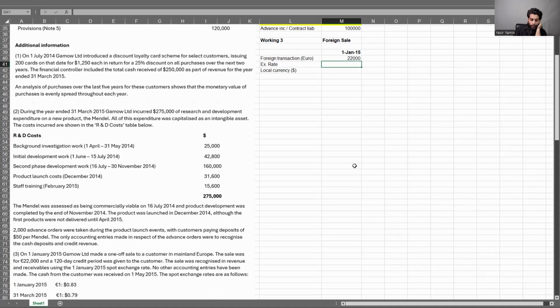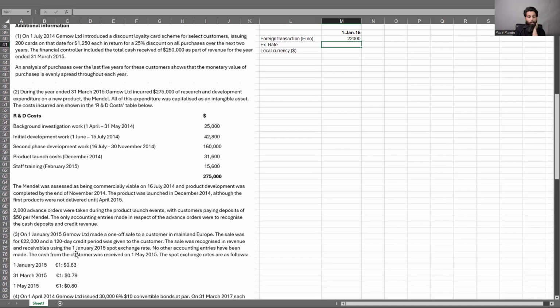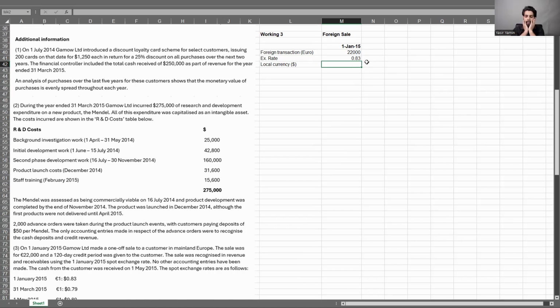Examiner is saying that this transaction was converted into dollars based on the exchange rate prevailing on 1st January 2015, and that exchange rate was 1 euro equals 0.83. So the exchange rate is 0.83. Can anybody tell me, if I need to convert euros into dollars, do I multiply or do I divide by 0.83?